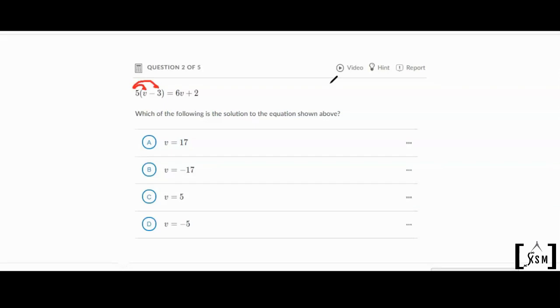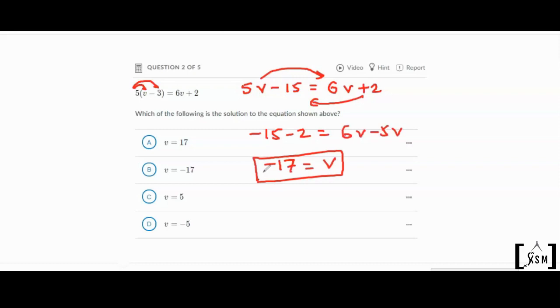Is equal to 6v plus 2. Bringing all the variables together, plus 2 will come this side and 5v will come this side. We get negative 15, negative 2 is equal to 6v minus 5v. Negative 15, negative 2 is negative 17, is equal to v. So the value of v is negative 17. Option B should be the correct answer, right?